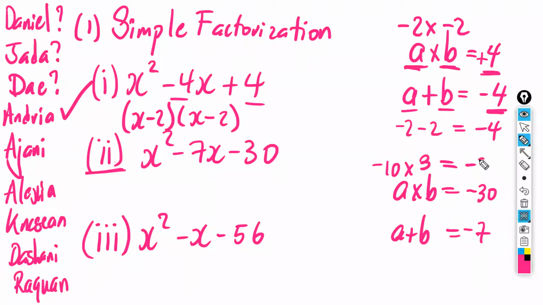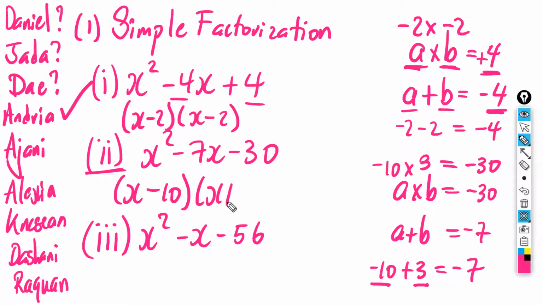-10 times 3 would give me -30. -10 plus +3 would give me -7. So that's the answer, guys. A -10 and a +3. So the answer here is x minus 10 times x plus 3. Makes sense? Not hard at all. I think it's manageable.